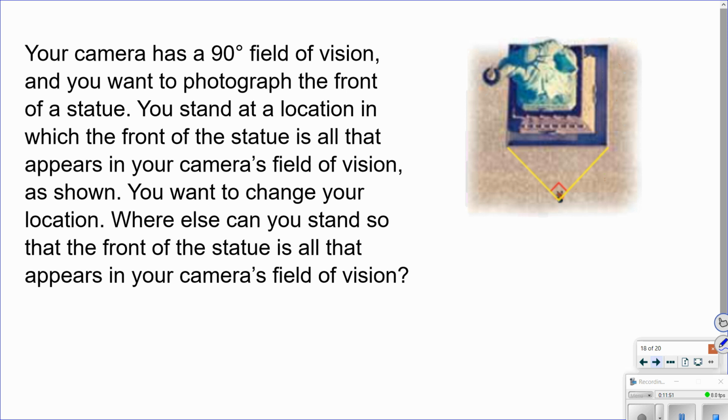This problem says your camera has a 90-degree field of vision and you want to photograph the front of the statue. You stand at a location at which the front of the statue is all that appears in your camera's field of vision, like it shows right there. You want to change your location. Where else can you stand so the front of the statue is all that appears in your camera's field of vision? In other words, we want to keep this 90 degrees, but we also want it to go from there to there.